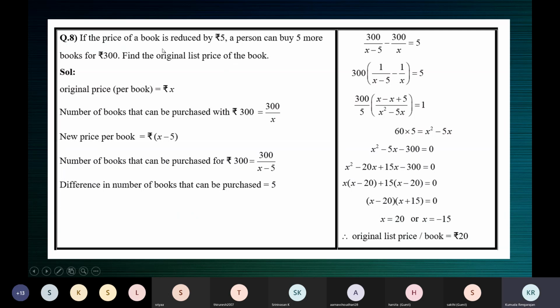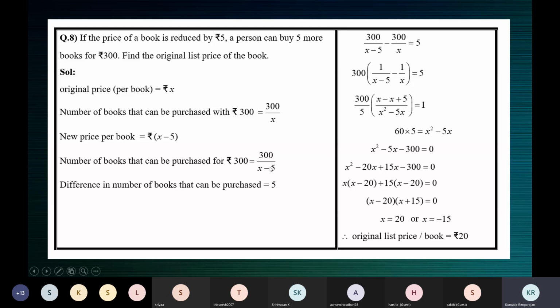So you can see here, since we have to find the original price of the book, we'll call it X. If the price of the book is reduced by 5, the new price per book is X minus 5. Now when the price is X for 300 rupees, you can buy 300 by X books because 300 is the total money you have. This is the price per book. So 300 by X is the number of books you can buy, no unit here. So 300 by X is the number of books you can buy for 300 rupees when the price is X rupees per book. New price X minus 5. You have the same money with you, 300 rupees, and the new price is reduced.